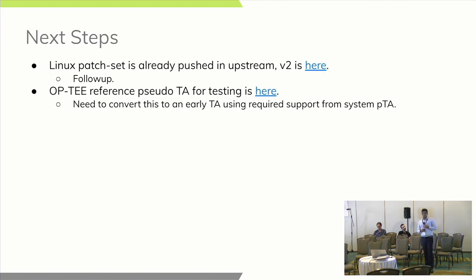So about the actual work, I've already floated a patch set upstream for this, and the discussions are going on. The review is taking place. So V2 is already there. From the OP-TEE part, there is a reference pseudo trusted application that is there for testing, but we need to shift from pseudo TAs to the early TAs. So I have to work on it to make it an early trusted application and just use the required support from the system pseudo TA. So that's all on my part.